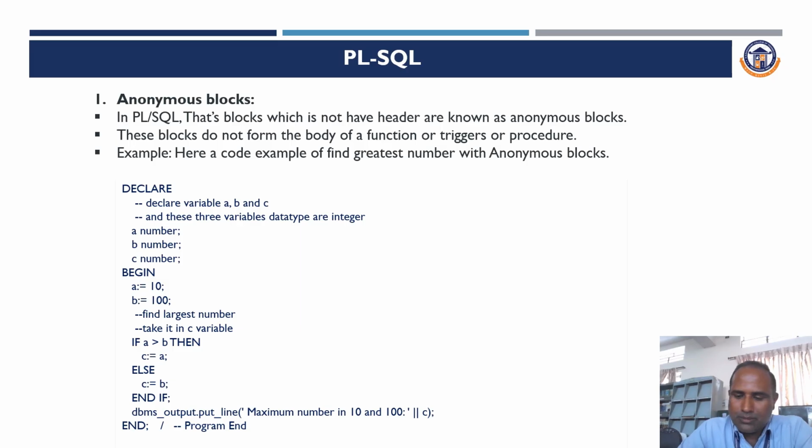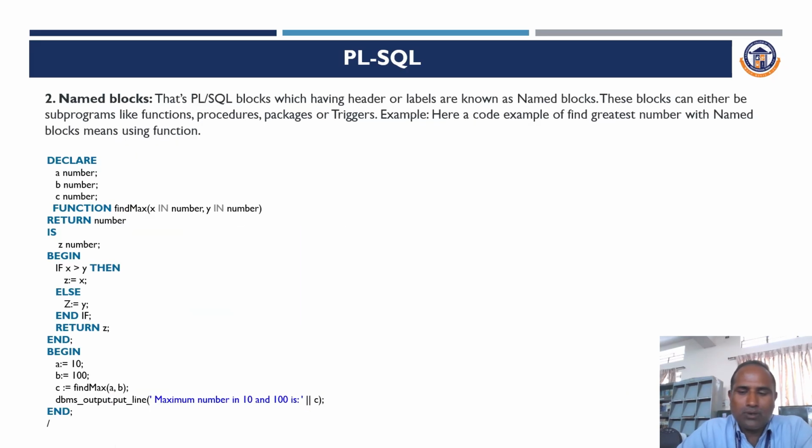The next one, named blocks. The first one we have seen is anonymous blocks. The second example is for explaining the concept of named blocks. The same program is present here, defined by using named blocks. The first one is the declaration part. The three variables are there inside the declaration part. Here we have specified the function name. That is the difference between anonymous blocks and named blocks.